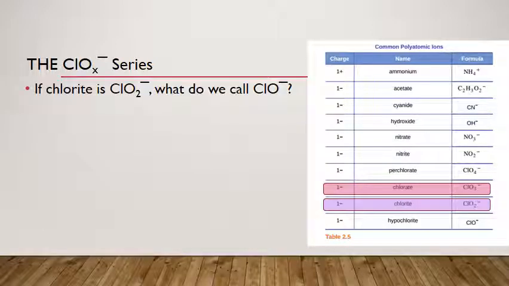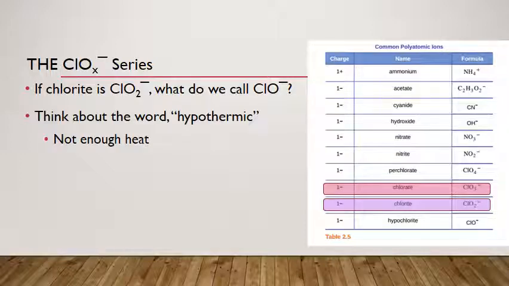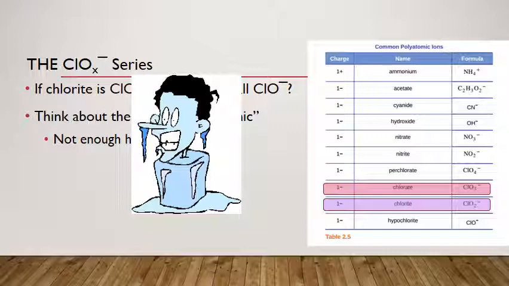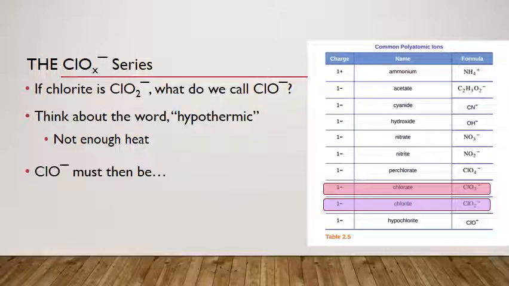If chlorite is ClO2 minus, what do we call ClO minus? Think about the word hypothermic, which means we don't have enough heat. ClO minus is then, based on this, hypochlorite.